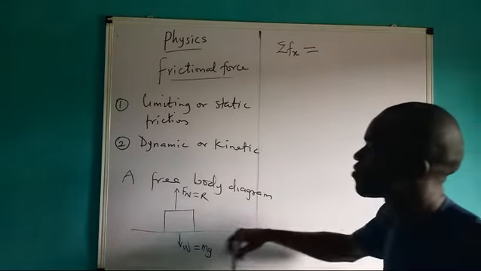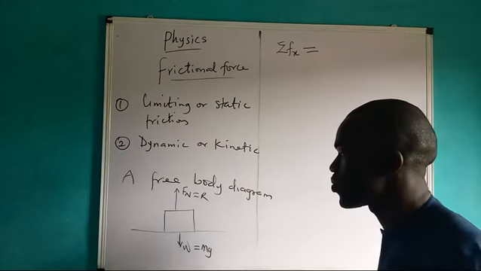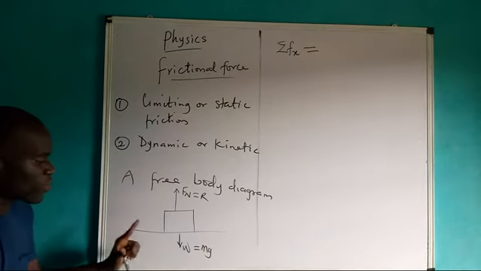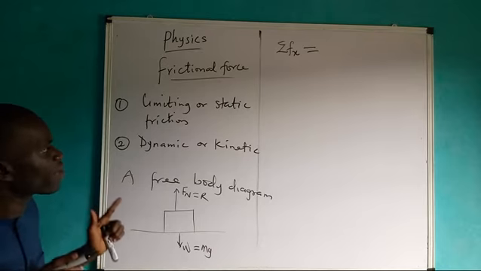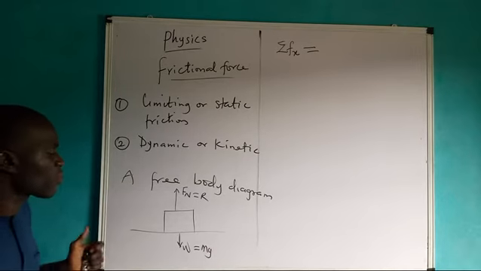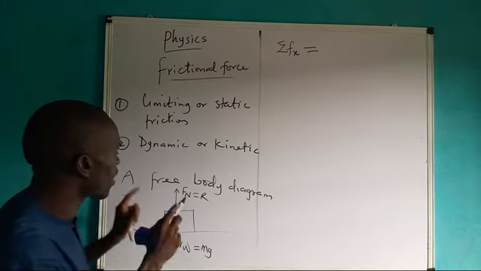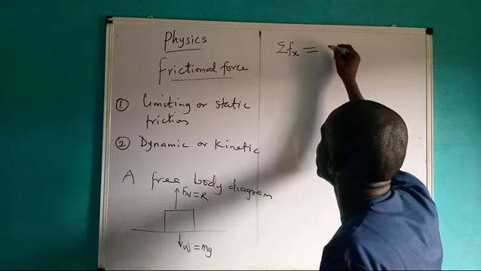You can see there is no force opposing it. The body is just like that, and I'm not pushing. The only way we can have an opposing force is when we push, when we try to apply a force. Since I'm not applying a force now, I want to allow this body to remain like this. It means that the sum of these forces on the x axis will be what?